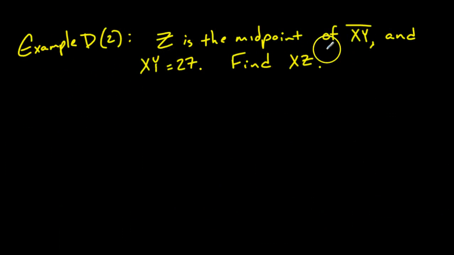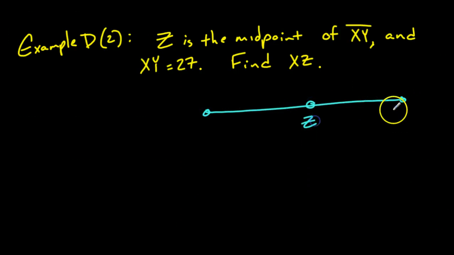All right, one last one. A little trickier. Z is the midpoint of XY, and XY is 27. Find XZ. Always draw these out, guys. We don't have a clue what this looks like until we draw it. So Z is the midpoint. We've got line segment XY. Now we know the whole thing, XY, that's 27.